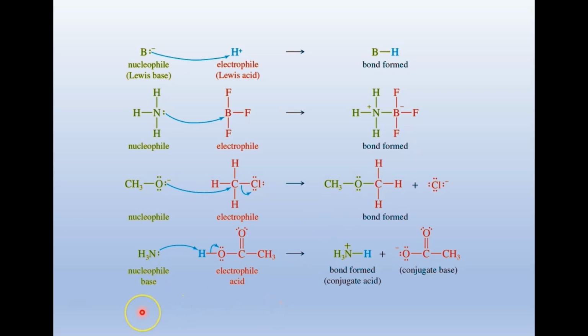Here's a good example of our Lowry-Bronsted acid-base reaction. Ammonia, common base. There's acetic acid, and it pulls that hydrogen on. These electrons jump up on there. So you can say acid, base, conjugate acid, the ammonium cation.